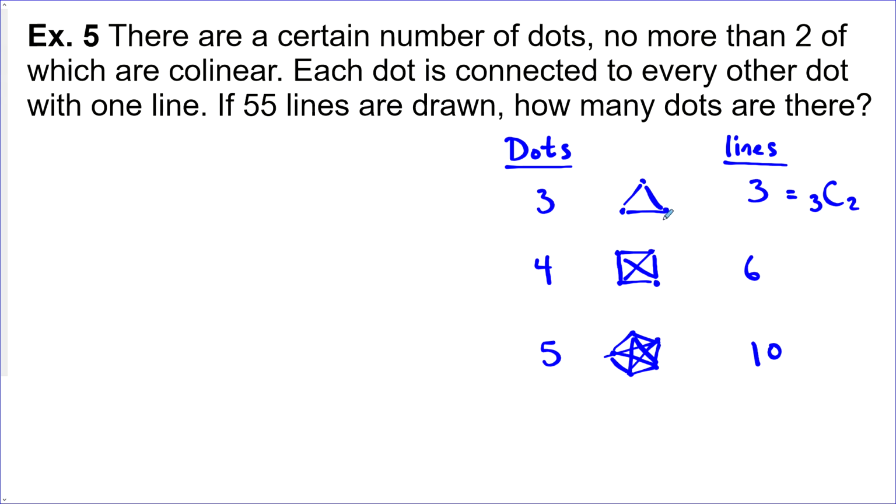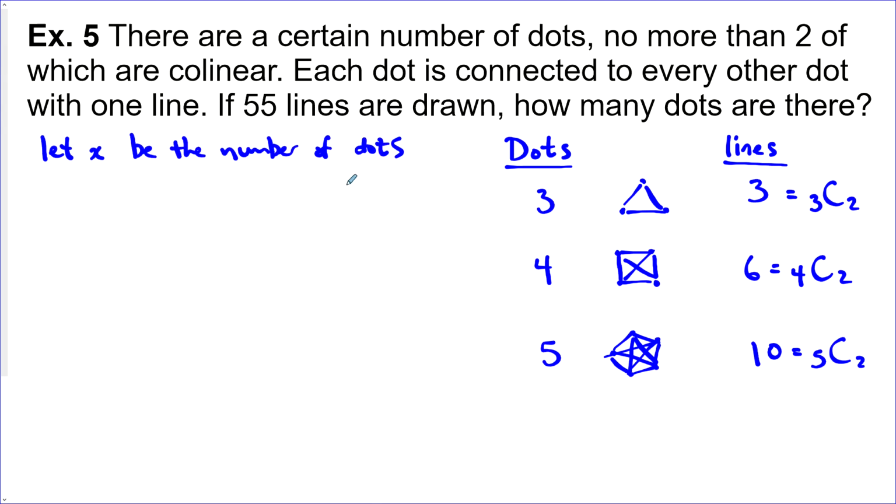Now the order that we draw the line doesn't matter, so that's why we're using a combination here and not a permutation. This one would be 4, make a combination with 2 of them. This one would be 5, make a combination with 2 of them. Now obviously we could just draw this out to 55, but let's do it the algebraic way. So we're doing combinations, but we don't know the number of dots. So that will be x. So let x be the number of dots. That would mean we have x choose 2, and that's going to equal 55.